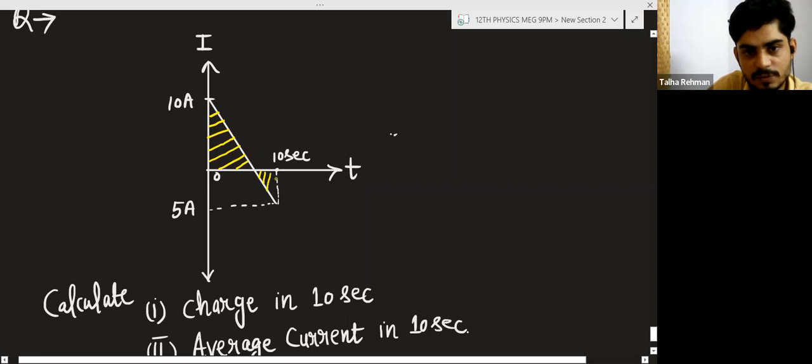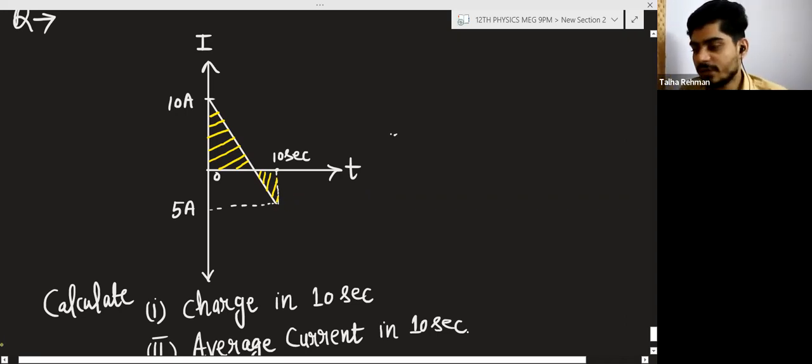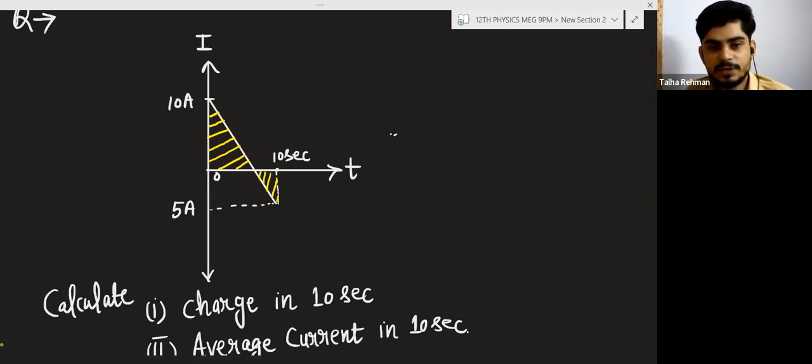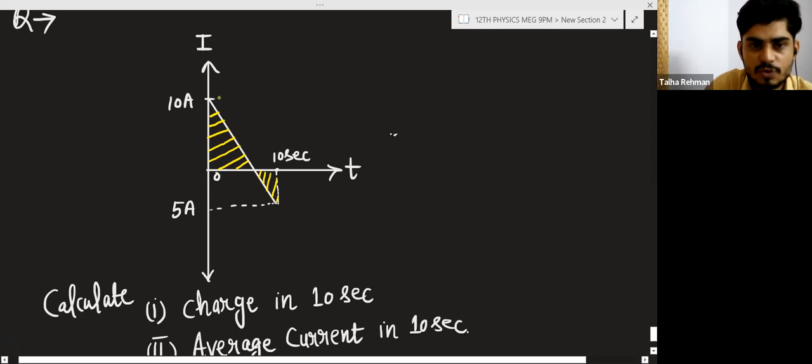This is also under the time axis, and this is one triangle, this is another triangle, and we know the area of triangle is half into base into height, half into base into height. I am supposing this O, this A, this B, this is C, and this is D.